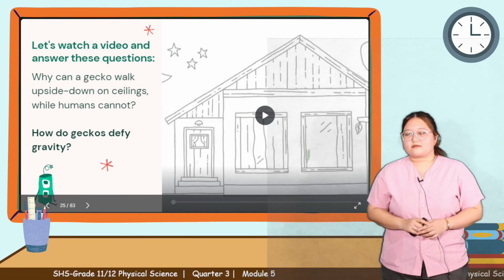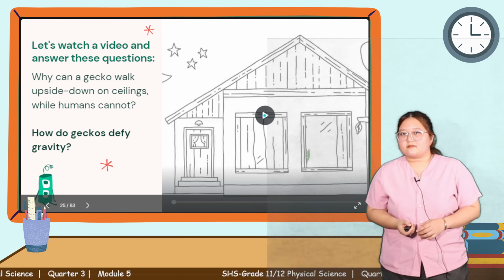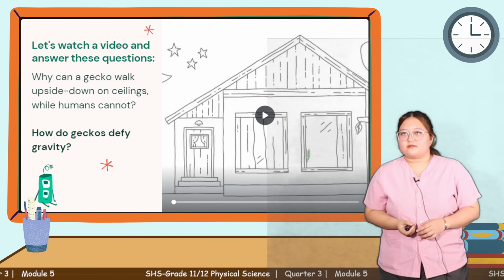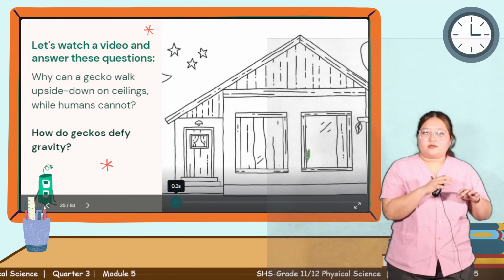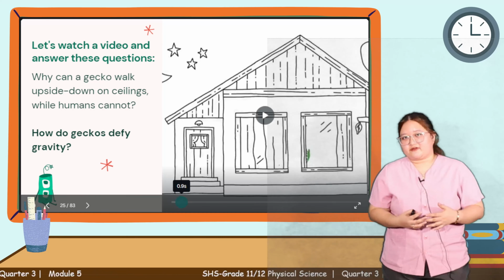Let's play the video again. All right. Okay, so actually what you're about to see is a video of a gecko scaling a vertical wall and hanging upside down from a ceiling. So the big question is, why can a gecko walk upside down on ceilings while humans cannot? How do geckos defy gravity? So here it goes. Here's the video.